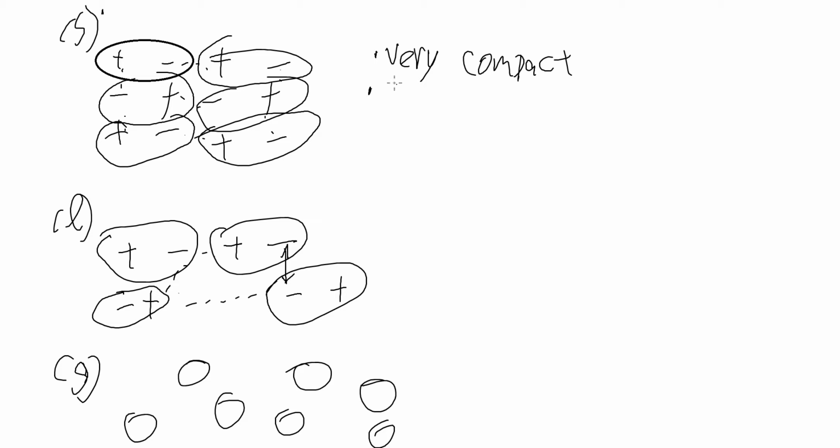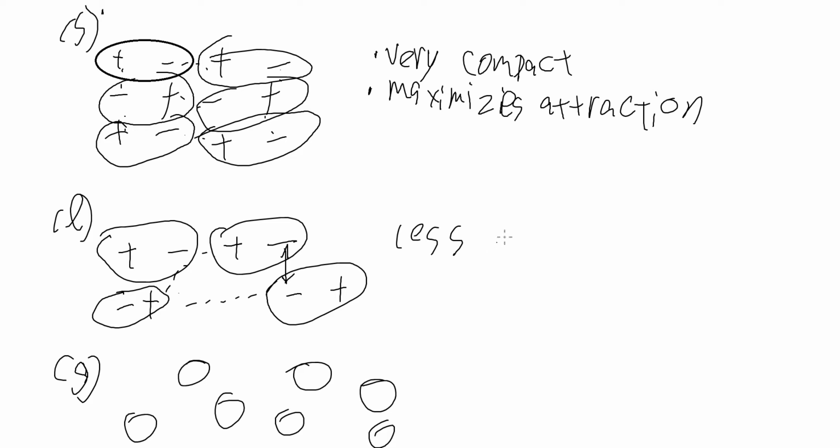And so you have solid, very compact, and it also maximizes the attraction. Whereas a liquid is less compact and doesn't maximize attraction as much. It's more of a min-max, you know? It's going to be more of an attraction here or repulsion here. However, they're still very attracted to each other.